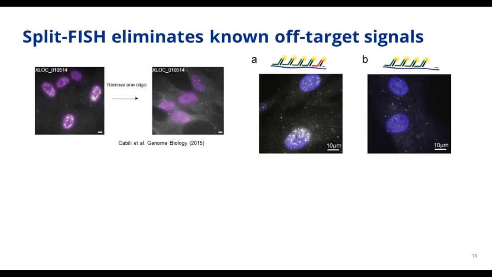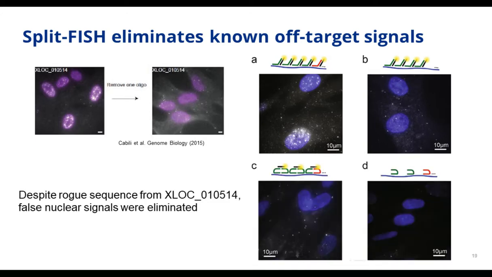So anyway, what we did was we tried to see if, with this split FISH design, we can eliminate these known off-target signals. So we first repeated the findings. Indeed, when we had this red oligo here, we saw the off-target signals in the nucleus. And when we removed these red oligos, the off-target binding in the nucleus disappeared.